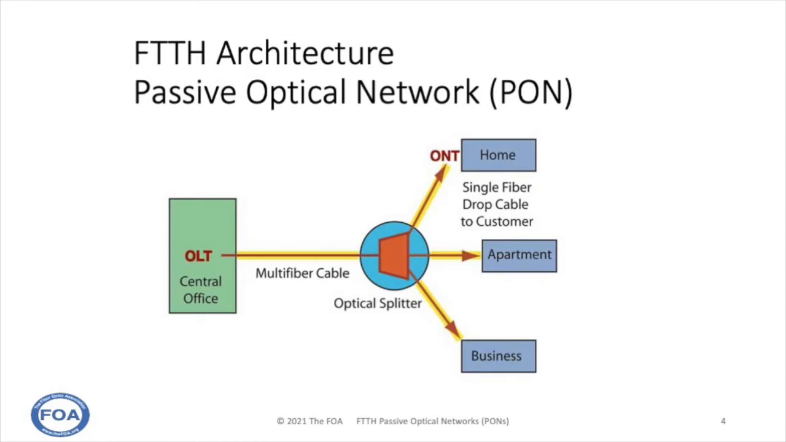In the central office, or the head end, of a passive optical network is an OLT, an optical line terminal, which goes out on fiber to the splitter and then connects up to an optical network terminal, ONT, at the subscriber.